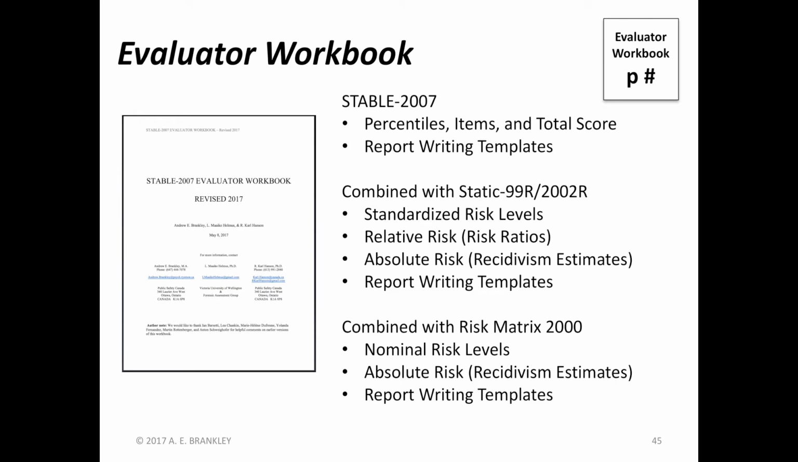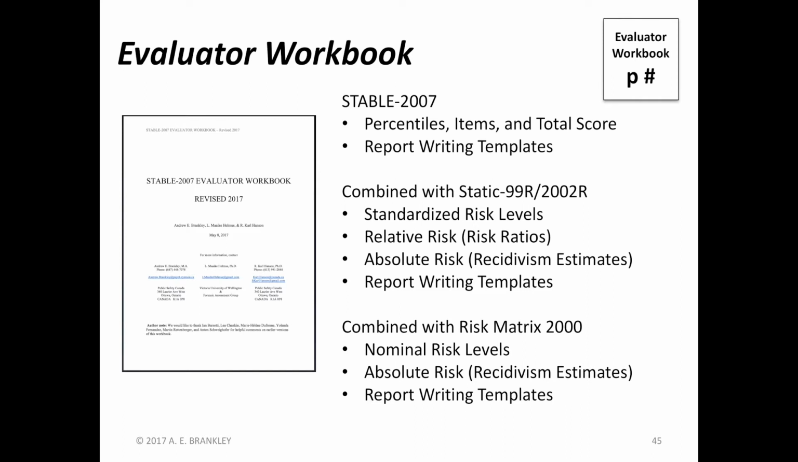If you don't have a copy of the workbook yet, please contact your Stable-2007 trainer, and if you have difficulties with that, please email me with your name and the date of your Stable training. Beyond improved combination rules, we also updated some of the Stable-2007 norms, provided report writing templates, and condensed the format of the overall workbook to make it a little bit more user-friendly.